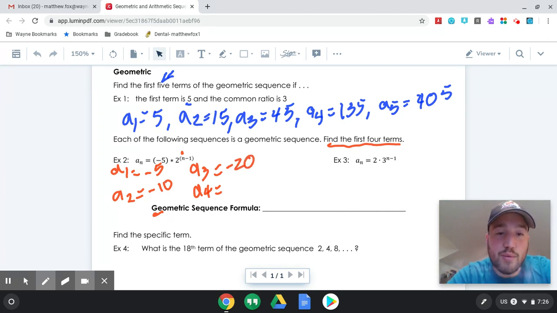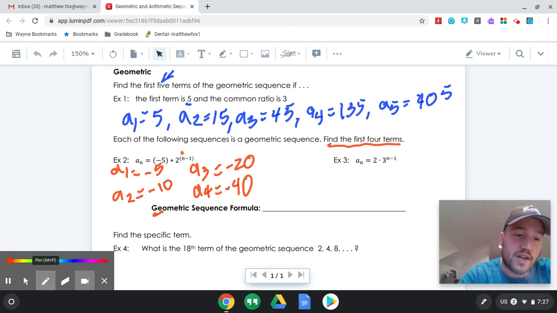And the final one, if we plug a 4 in, 4 minus 1 gives us 3. 2 to the third is an 8. 8 times negative 5 gives us a negative 40. Okay, so hopefully you're starting to see some patterns, some key parts of this. But let's go to the second example, and then we'll come back and we'll examine this one.